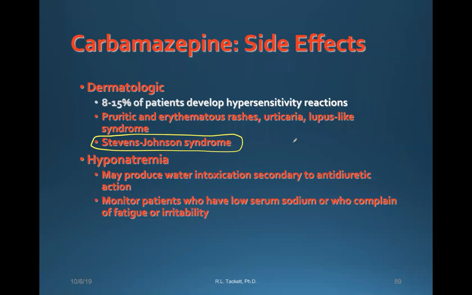What happens here is that literally you dilute out your sodium. And when we address it as hyponatremia, we start seeing changes in serum sodium levels. If they really start complaining of being really, really tired or irritable, these are some of the first signs of hyponatremia.